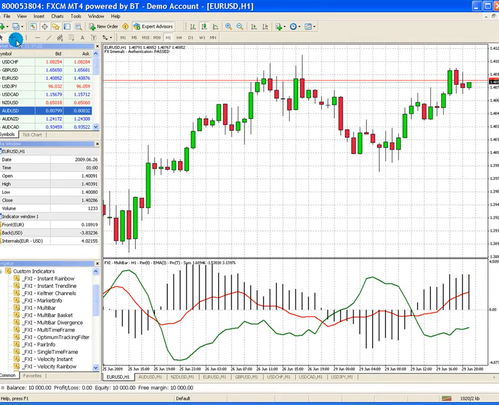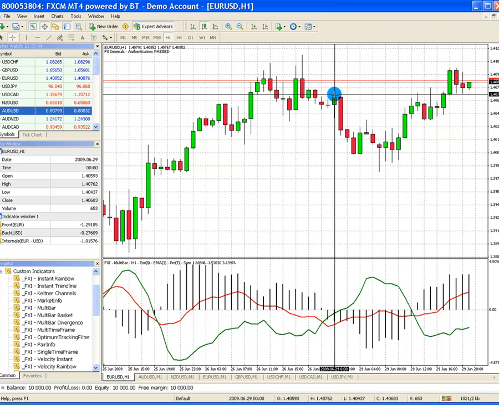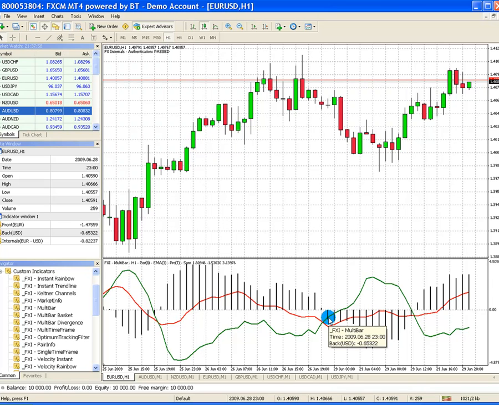One very interesting thing to look at is whether you have divergences in the euro-dollar price movement versus the internals price movement. You'll see on this bar here, it's an up bar, but we have down here a negative histogram, meaning the dollar is rising and the euro doesn't have the same strength that the dollar does. So we should see, based on the internals, a decline in the euro dollar. And you'll notice right here, after this up bar, we do have a decline.